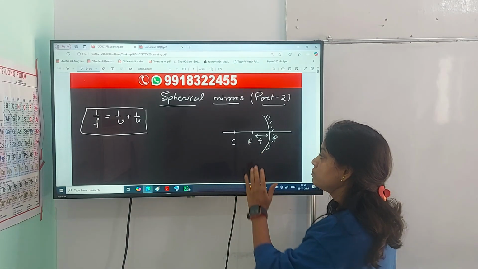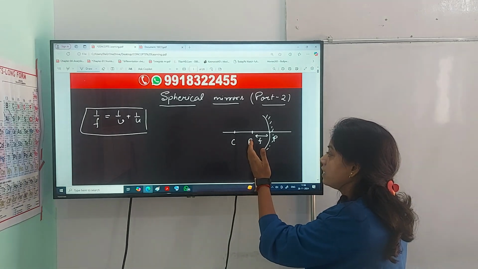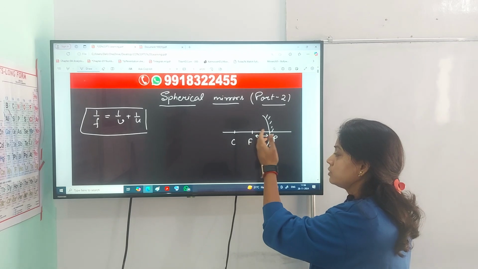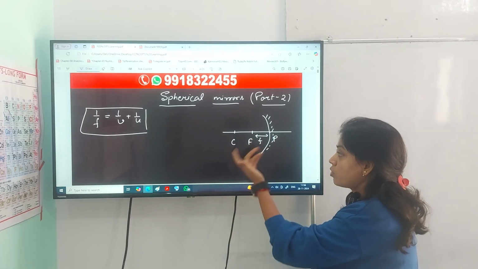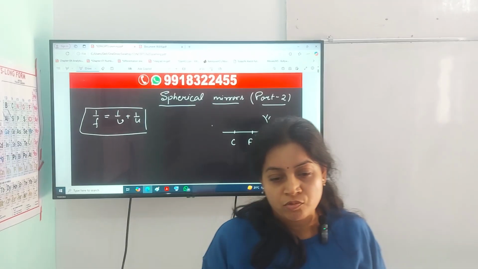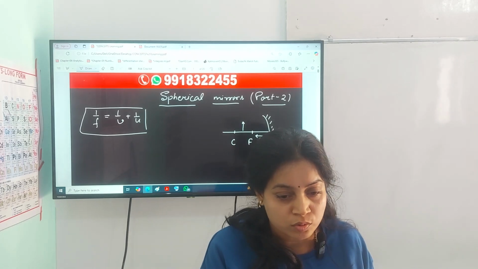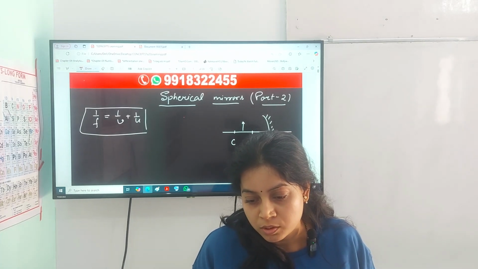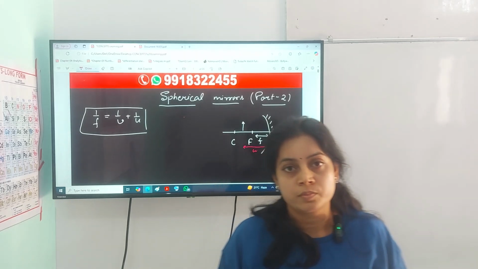And we can keep our object at any place: at infinity, beyond C, between C and F, at F, and there are other positions also. You can keep it between focus and pole. So according to that, it depends where your object is kept. For example, I have kept my object at this position. So what is u? u is the distance from the object to pole. This distance is called u, right?